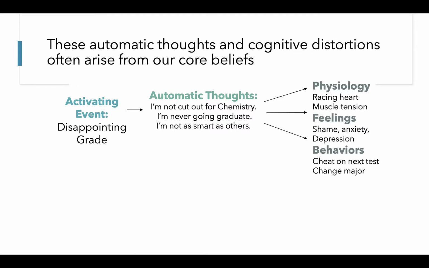As you can imagine, these automatic thoughts would lead to a stress response and negative feelings and behaviors. That individual might feel the physiological response of stress, a racing heart, muscle tension. The feelings that go along with this may be feelings of shame, anxiety, or depression. The subsequent behaviors may be ways that that individual desperately tries to make up for their disappointing grade by cheating on the next test or perhaps even changing their major so they don't have to take any more chemistry classes.